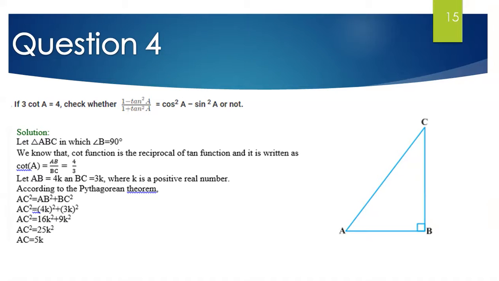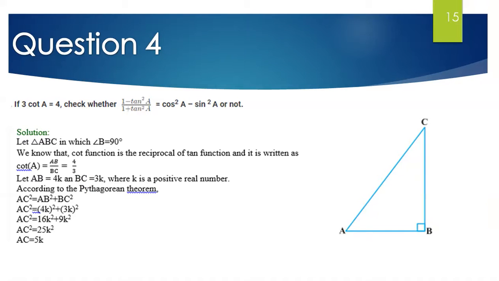Now next question. See, it's very simple. I am given 3 cot A is equal to 4. So what will be cot A? 4 by 3. So how to take the two sides as 4k and 3k? I will take the side AB as 4k and BC as 3k. AB is the side adjacent to angle A and BC is the side opposite to angle A.